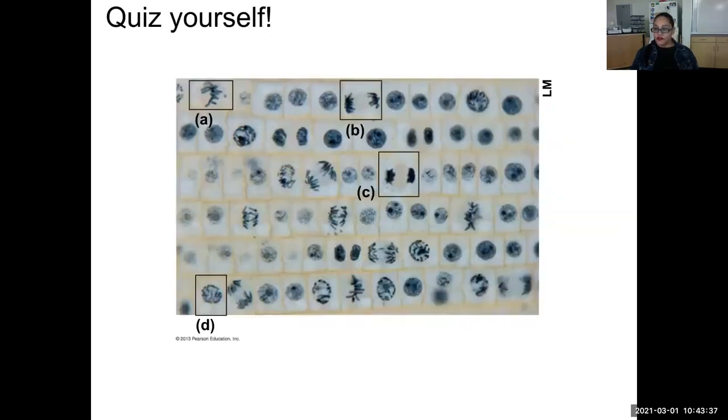And this is for you guys to quiz yourself. This is what you're going to see on your quiz and your test and your lab this week and next week. So make sure you know how to identify all of these cells that you would see under a microscope.